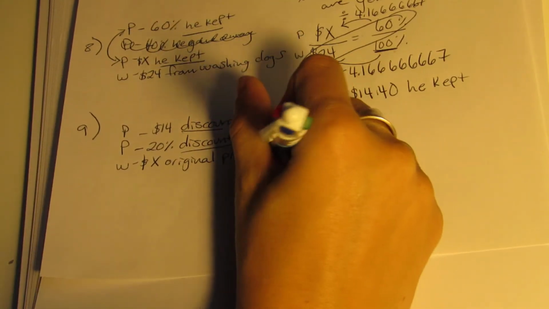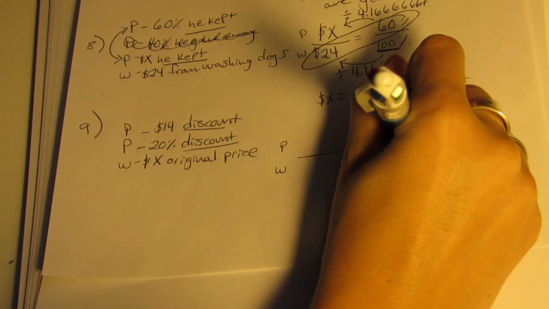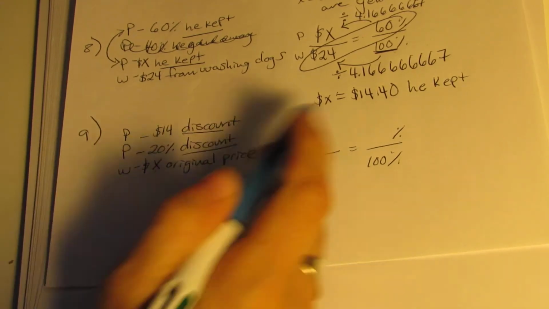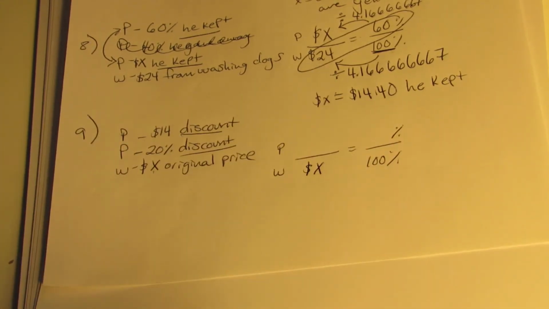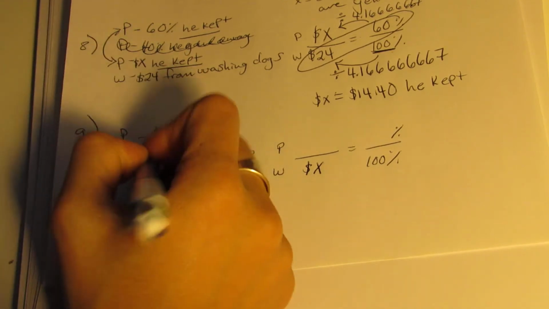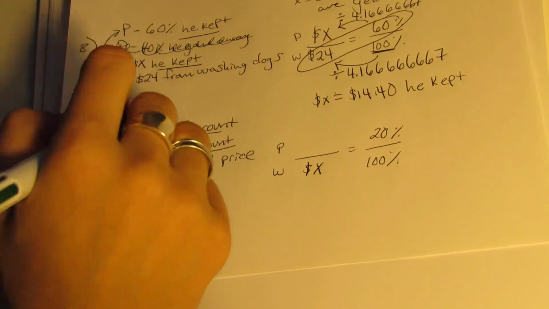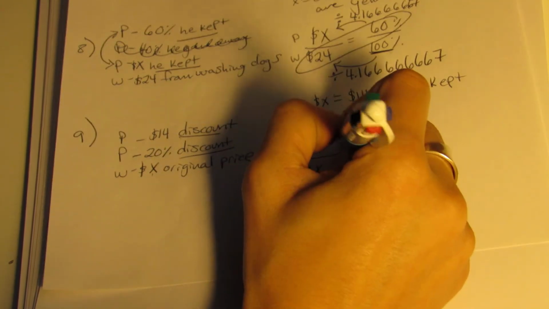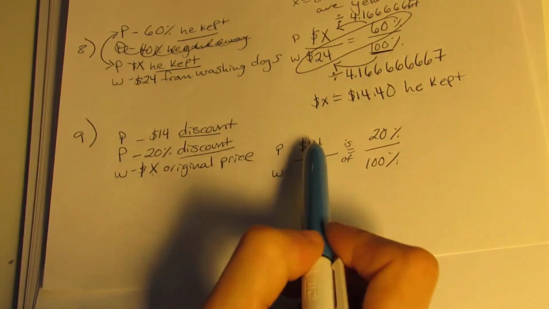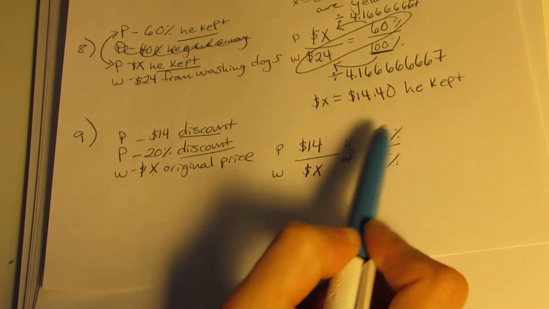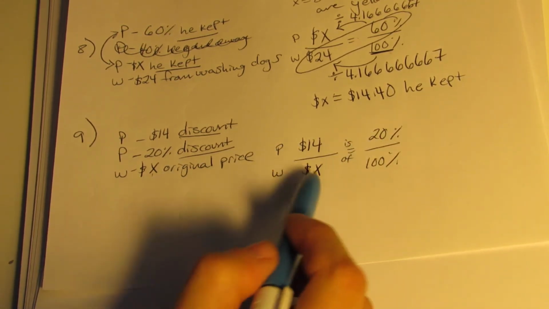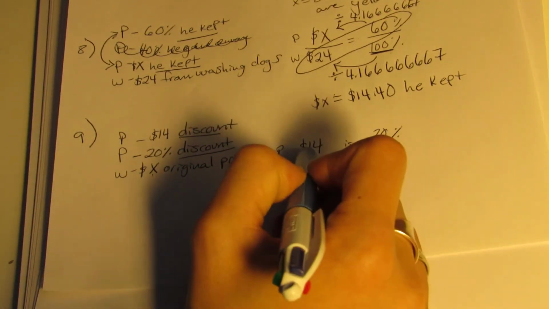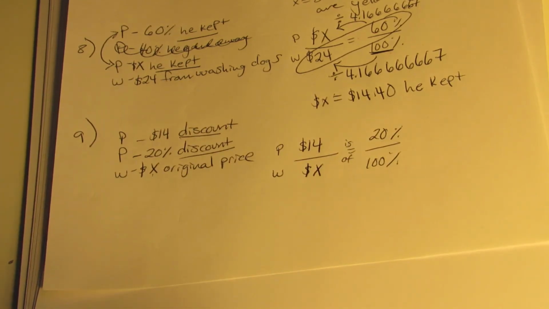So I'm going to set up a part over a whole, some percent out of 100%. If I look at the pieces I'm given, I don't know my whole, so I'll put an X there with the dollar sign because we're trying to find the price. I know my percent is 20%, and I know my part, which is $14. Remember I told you, is over of, the way you would read it is that 14 is 20%. That's the discount. And we're trying to find the original price, which was 100%. That's the total.